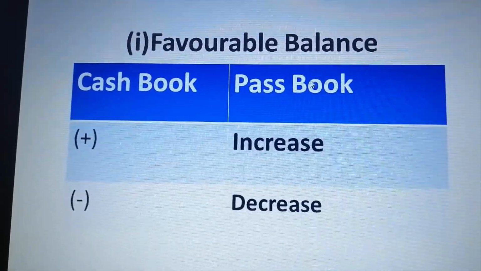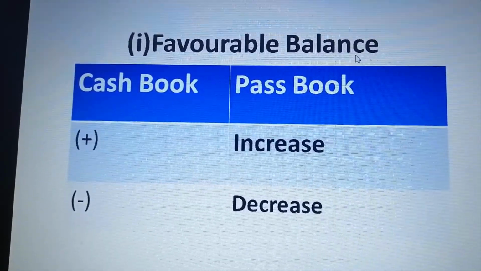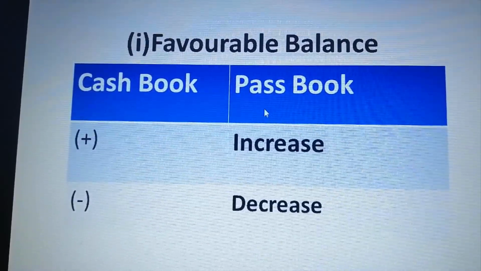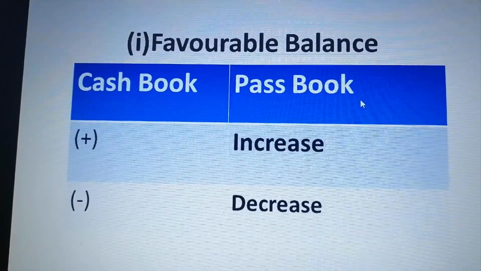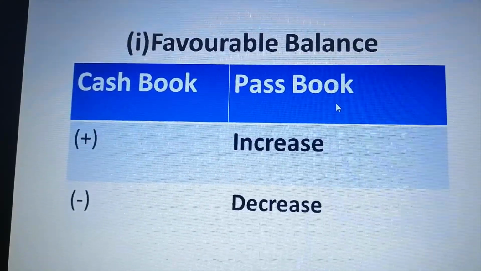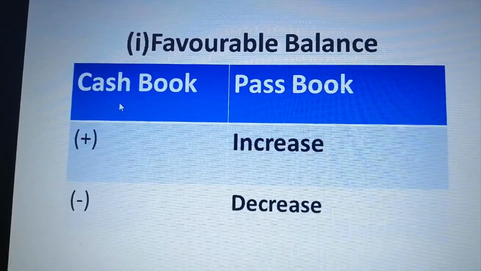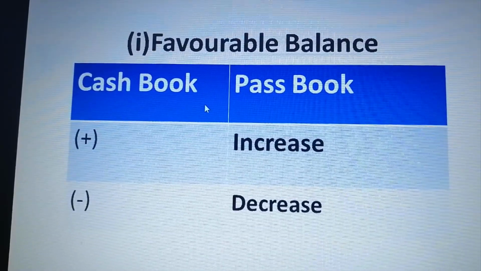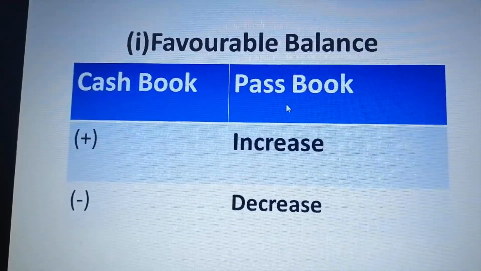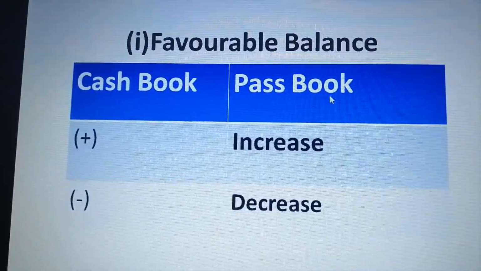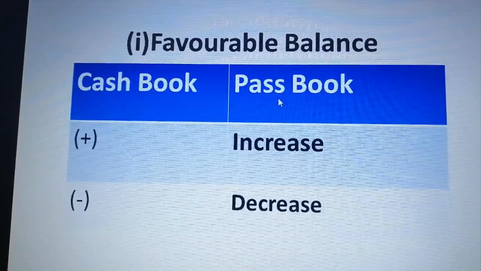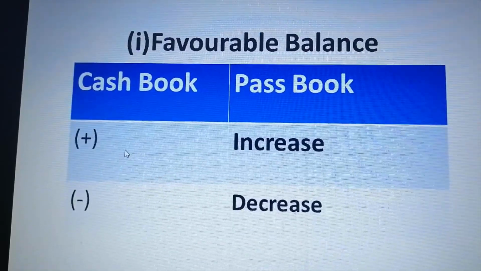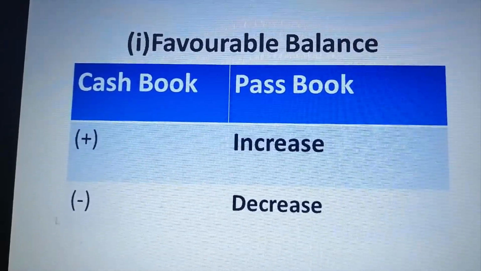Let me explain the favorable balance method now. When cash book balance is given, we need to find bank balance as per passbook. When passbook balance is given, we need to find out the bank balance as per cash book. In this case, we have taken the cash book balance as a base. So, we need to find out the bank balance as per passbook. In order to find out the bank balance as per passbook, few transactions are to be added back to cash book and few transactions are to be deducted.